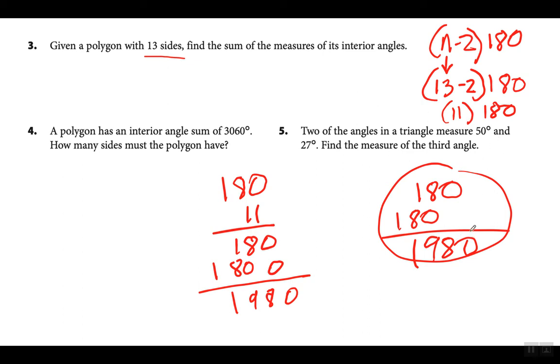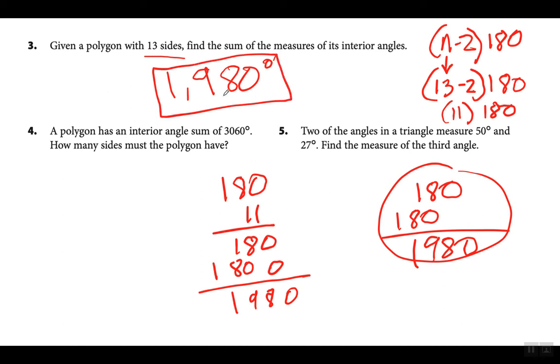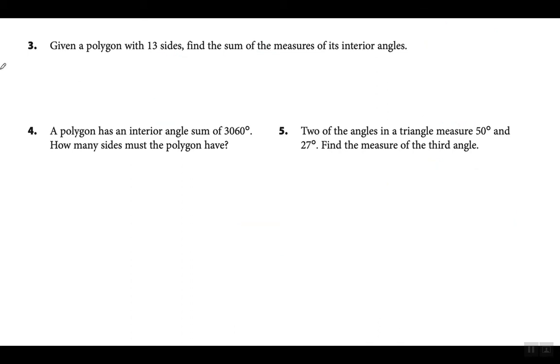Alright, so when you multiply 11 times 180, let me say that again. The sum of the interior angles of a polygon with 13 sides is 1,980. La suma de la medida de los ángulos interiores de un polígono que tiene 13 lados es 1980 grados. Alright, let's look at number 4.